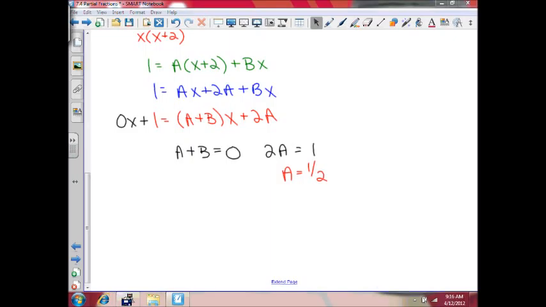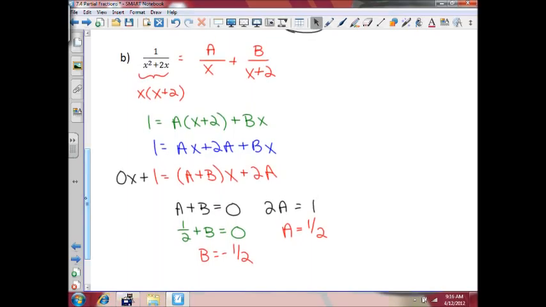Since A is equal to 1/2, that means 1/2 plus B is equal to 0, which means B is equal to negative 1/2. So if A is positive 1/2, B is negative 1/2. When you put that in, we'll have 1/2 over x plus a negative 1/2 over x plus 2. Now you could simplify this to 1 over 2x plus a negative 1 over 2 times x plus 2. That would be simplified, but really not needed.